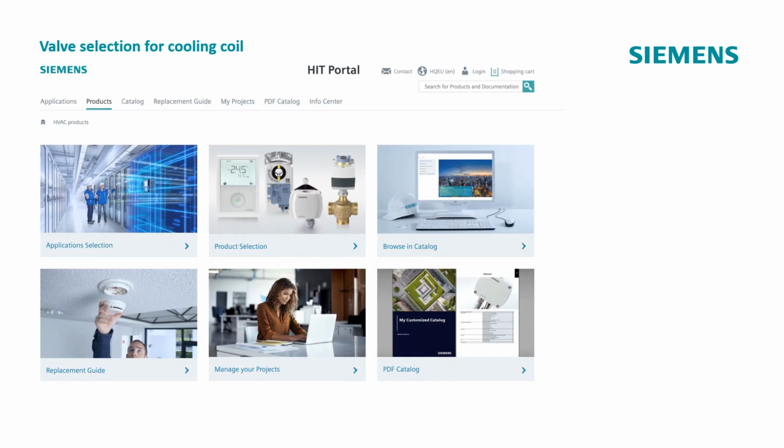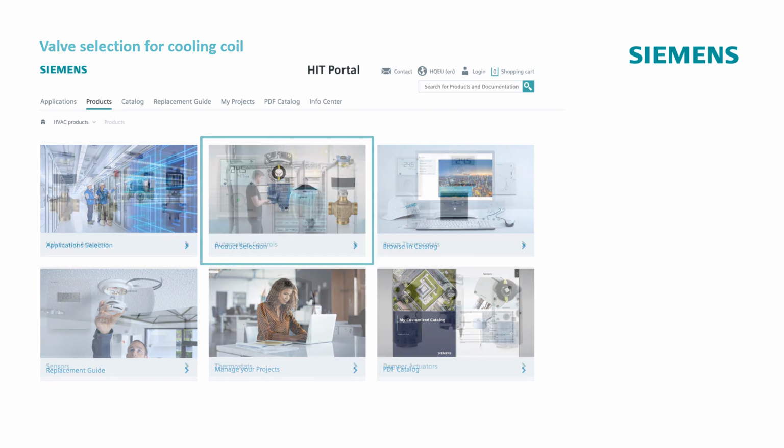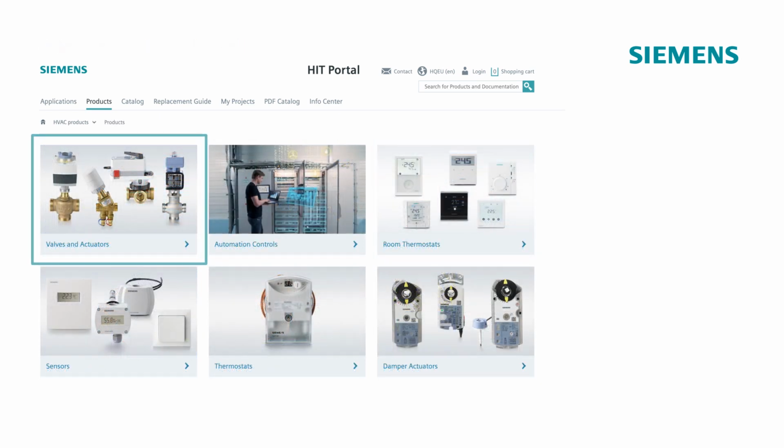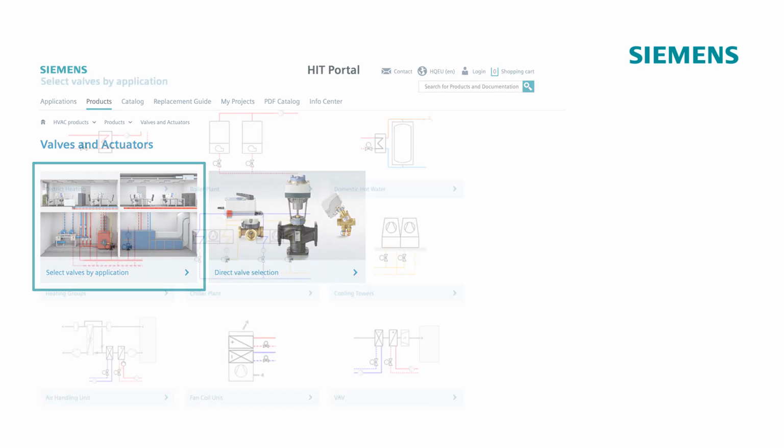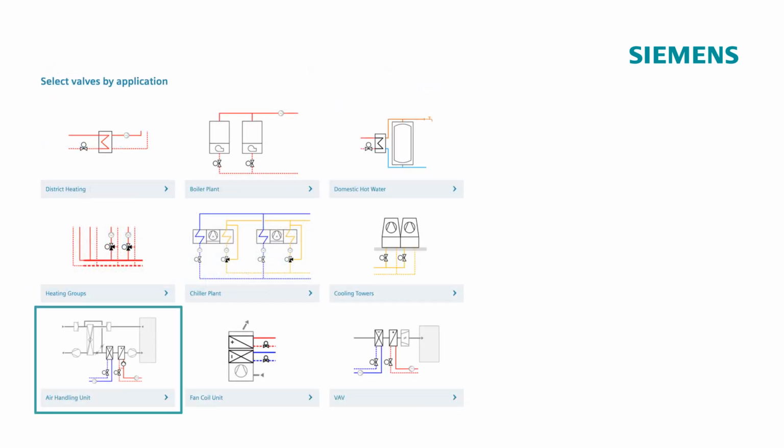The control valve and the corresponding actuator for the cooling coil can very easily be selected in the Siemens HIT Portal. Click on Product Selection. Then, Valves and Actuators. Then, select Valves by application. Select Air Handling Unit.